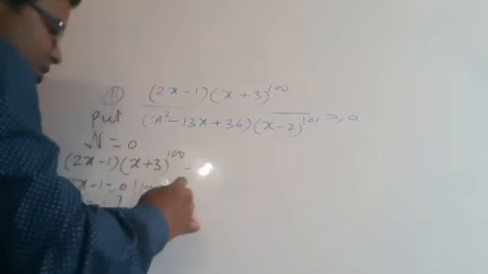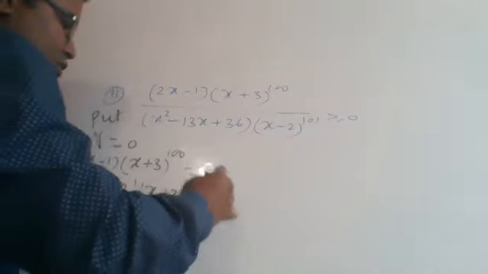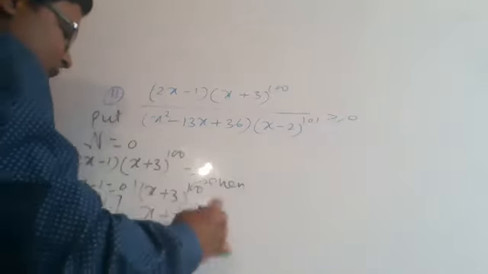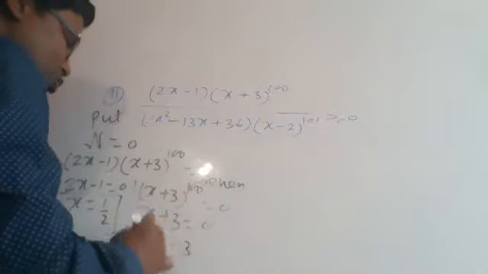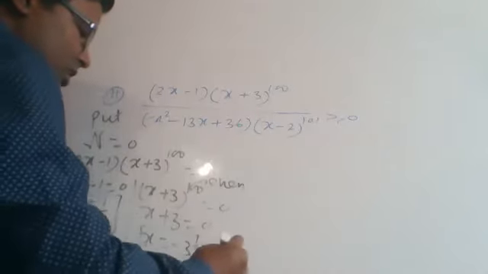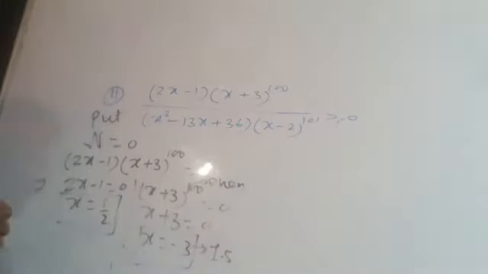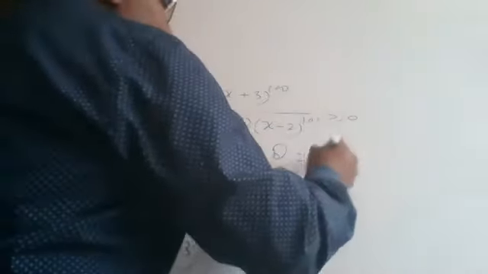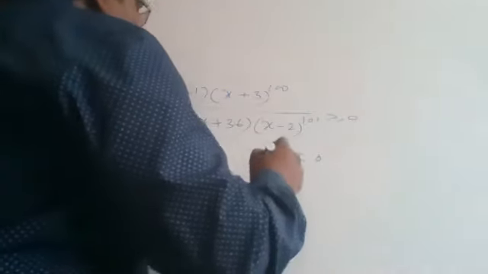And after that, what do we get? (x plus 3) to the power 100 is equal to 0. Now this is an even power. So the solution corresponding to this factor will be known as the isolated solution. So we write over here to recognize it: it is an isolated solution. Now what do we have to do? We have to put the denominator equals to 0. When you put denominator equals to 0, what do we get?